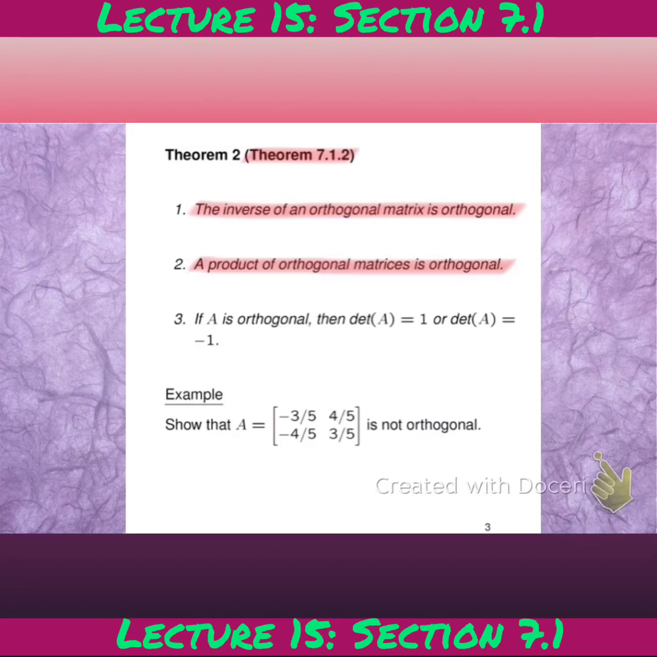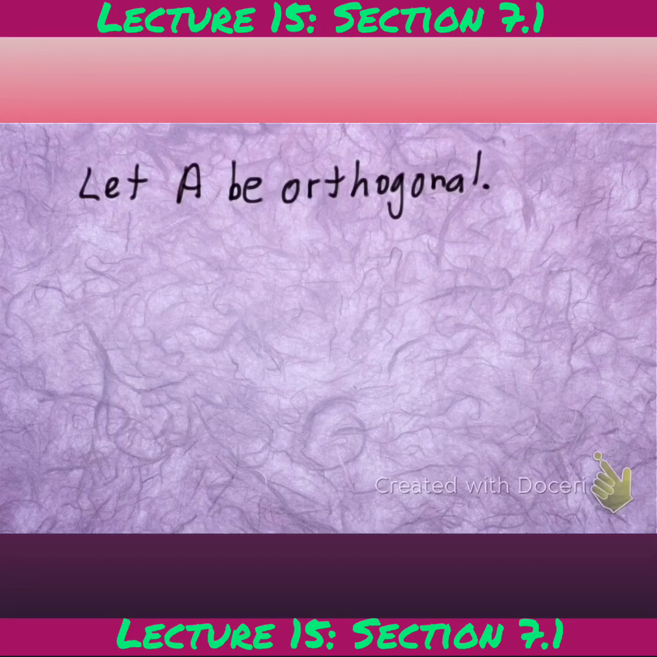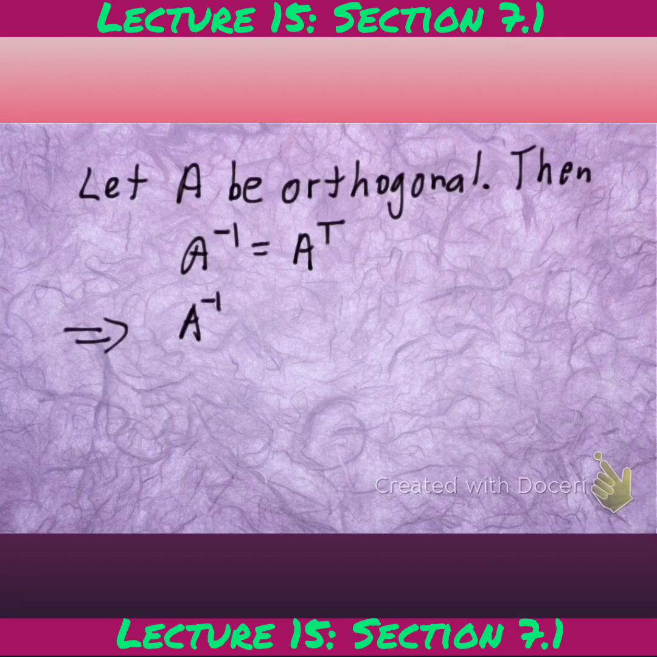This one is pretty easy to show as well. If A is orthogonal, the determinant of A is either 1 or minus 1. If A is orthogonal, then we know that A's inverse is A's transpose, right? So from there, we are going to have that A's inverse times A is the same as A's transpose times A, and that's going to be the identity matrix.